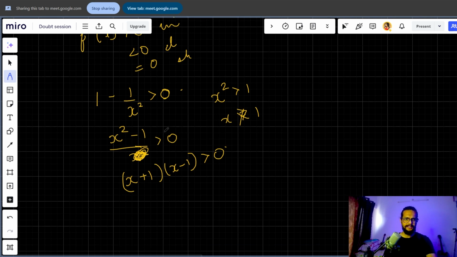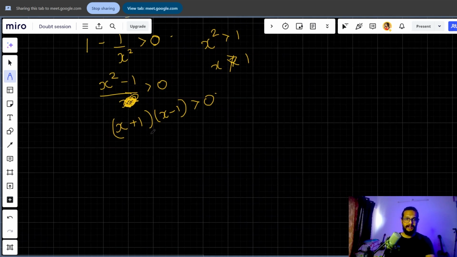Now the next step is to draw the number line and mark these zeros. There are two zeros that I'm getting in this particular case. One is negative 1 and one is positive 1. These are always the steps that you'll have to follow whenever you are solving an inequality. Once you draw the number line and mark the zeros, at minus 1 this becomes 0, at plus 1 this becomes 0. So I've marked the number line.